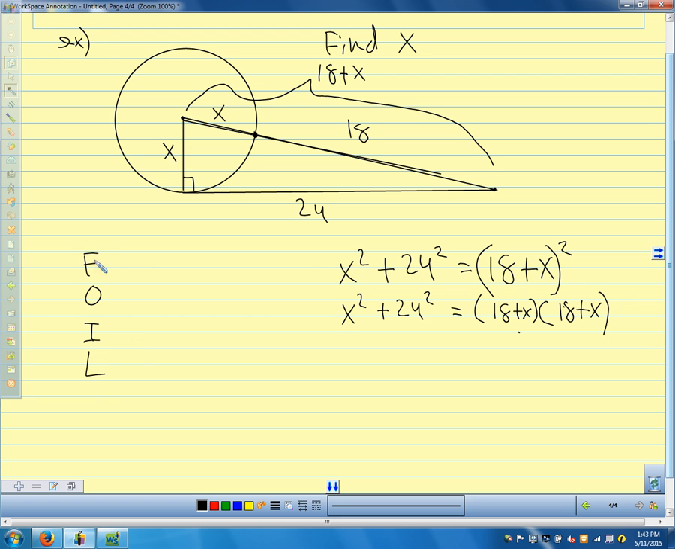FOIL tells me first, 18 times 18 is 324. Outside, O is outside, 18 times x. Inside, I is inside, 18 times x. Last, x times x is x squared. I'm adding those together. So I get x squared plus 24 squared, which is 576, equals, we're going to add all these together, 324, 18x plus 18x is 36x, plus x squared.